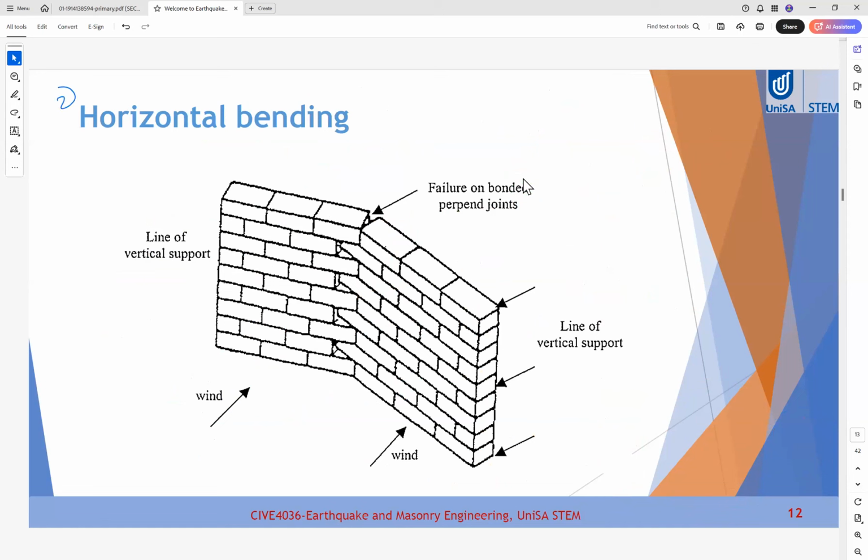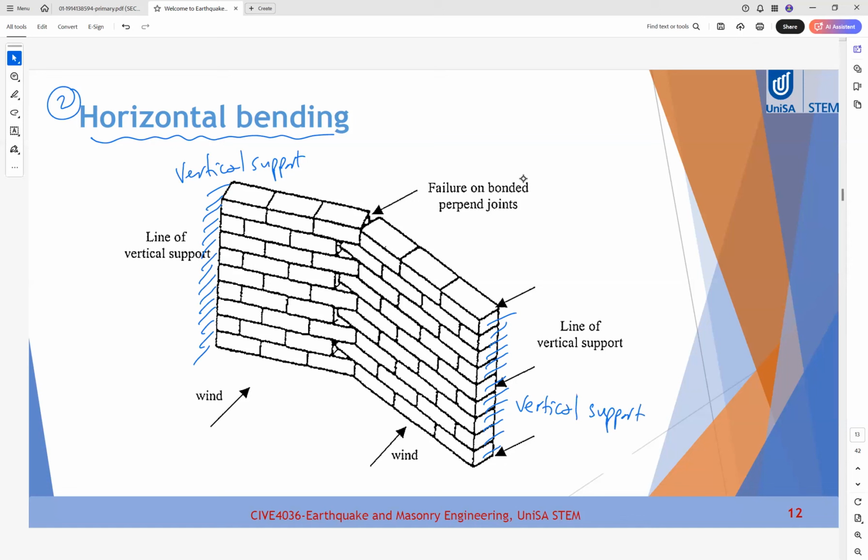The second bending behavior is the horizontal bending. The first was vertical bending of the wall. The second is horizontal bending of the wall. When the horizontal bending occurs, we have a wall supported at its vertical edges. So we have a vertical support here on the left, a vertical support here on the right, and no horizontal support.